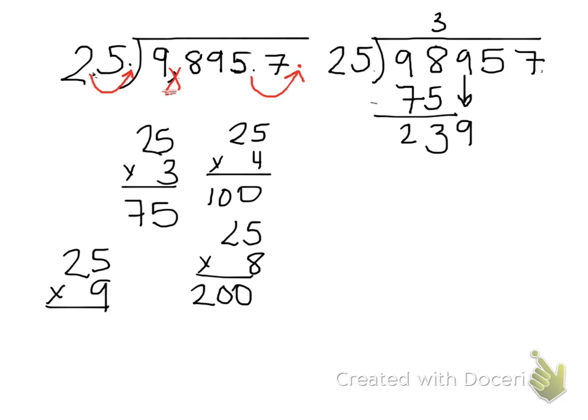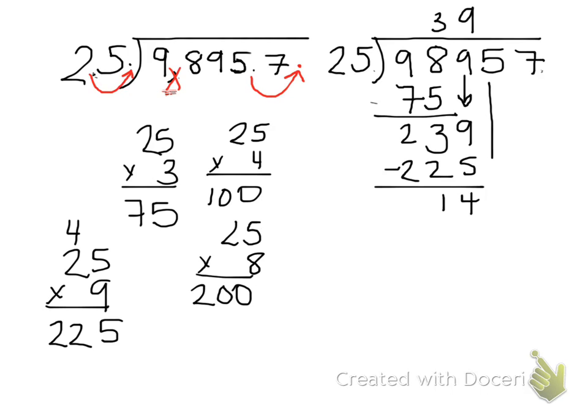I'm going to check it. 9 times 5 is 45, and 9 times 2 is 18, plus 4 is 22. So 25 times 9 is 225, which is the right number for this one. So I'm going to write our 9 up here, and then 9 times 25 is 225. Now we're going to do our subtraction. 9 minus 5 is 4, and 3 minus 2 is 1. 2 minus 2 is 0. Now we bring down this 5.